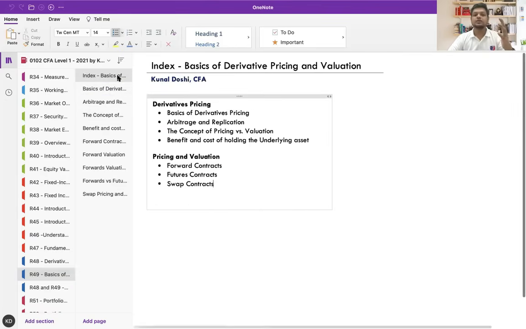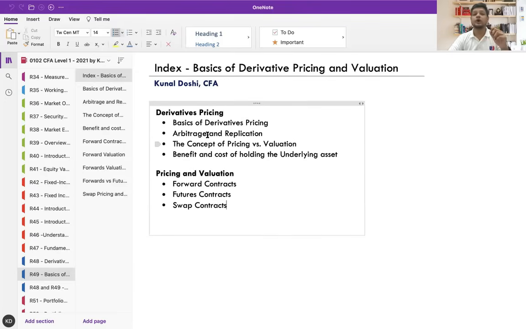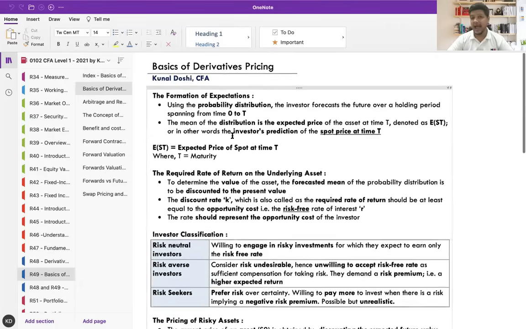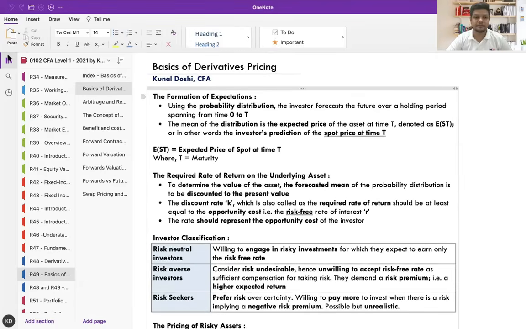Now, just for your reference, what is the index here? First, I'm going to focus on what the pricing methodology is, what the basis of pricing is, and then what valuation is, what the difference between pricing and valuation is, and what these concepts are based on. Okay, so let's go to the basics of pricing and then later on valuation.